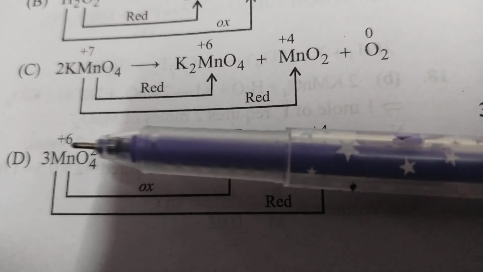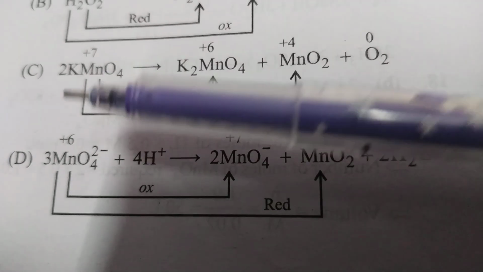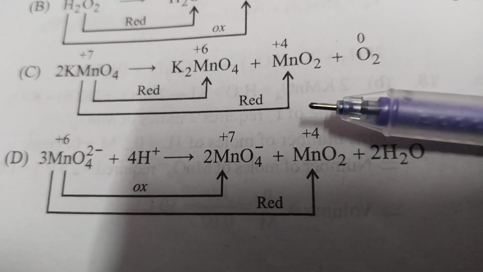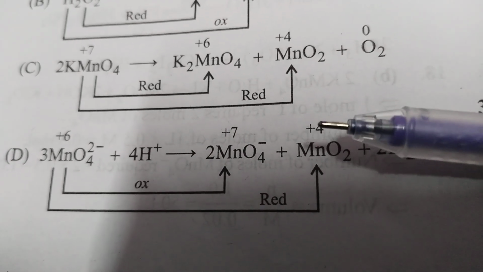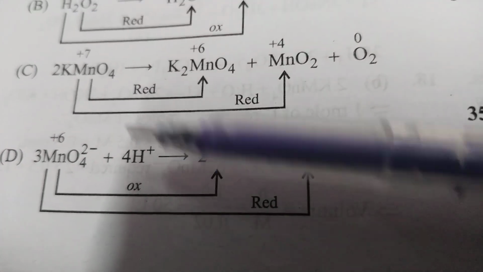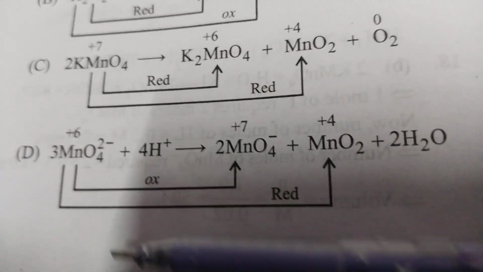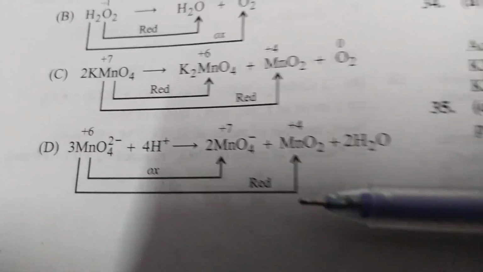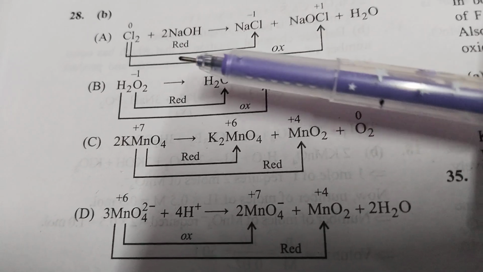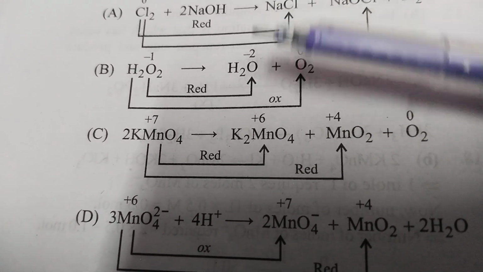Now the next reaction shows Mn 6. Mn 6 to Mn 7 is an increase, which is oxidation. Manganese dioxide has Mn 4, so 6 to 4 is a decrease, which is nothing but reduction. 6 to 7 increase is nothing but oxidation. So the same manganese element undergoes both oxidation and reduction. So that reaction is called a disproportionation reaction. A, B, D are the right answers. They show disproportionation.